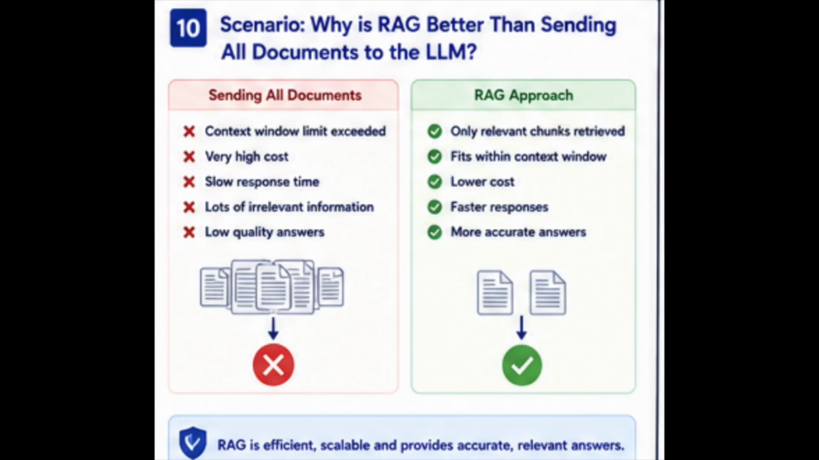Why is RAG better than sending all documents to the LLM? Imagine a company has 50,000 documents. Sending all of them to the LLM for every user question is impossible. It would exceed the model's context window, increase cost, slow down response time, and include a lot of irrelevant information. RAG solves this problem by retrieving only the most relevant chunks before calling the LLM. This makes the system faster, cheaper, and more accurate.